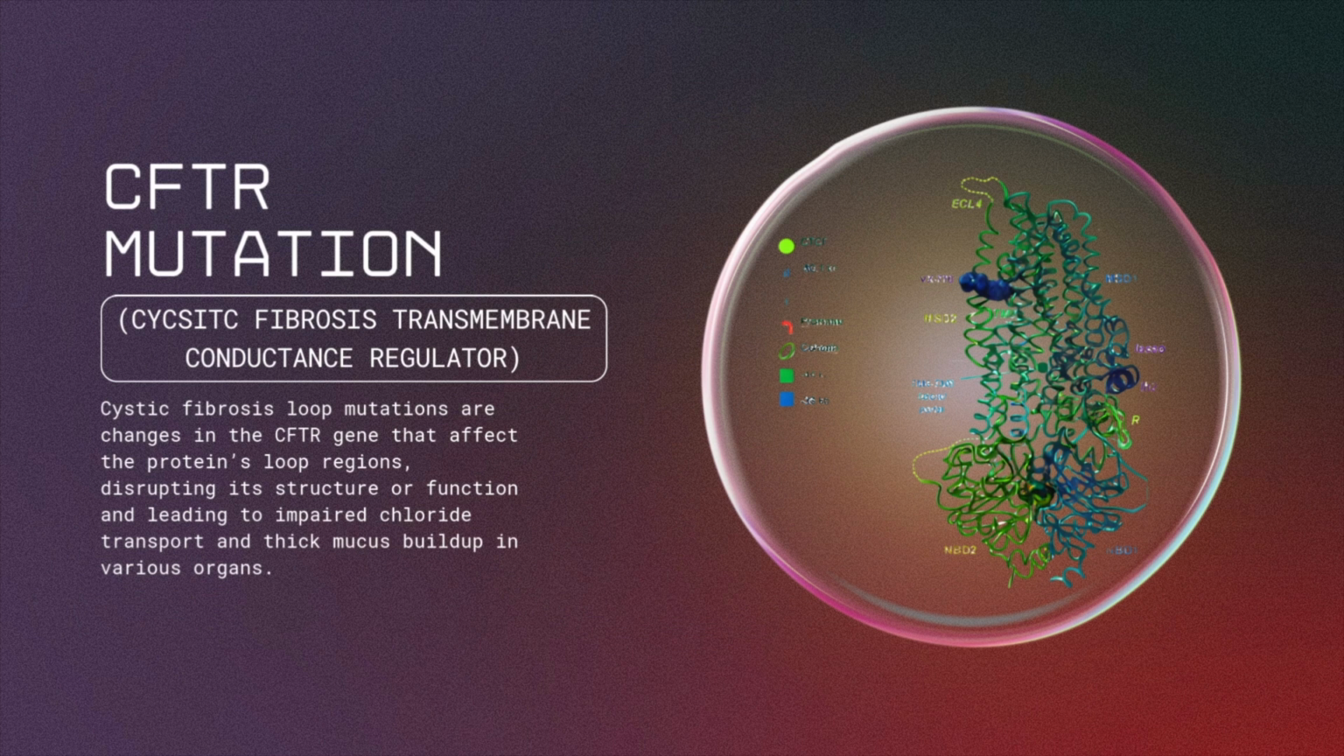Let's take a real-world example, the CFTR protein, which stands for Cystic Fibrosis Transmembrane Conductance Regulator. This protein forms a channel that transports chloride ions in and out of cells in places like the lungs and pancreas. When the CFTR gene is mutated, the protein it encodes can be made incorrectly, misfolded, or degraded before it even reaches the cell membrane. This leads to impaired chloride transport, which causes the buildup of thick, sticky mucus, the hallmark of cystic fibrosis.